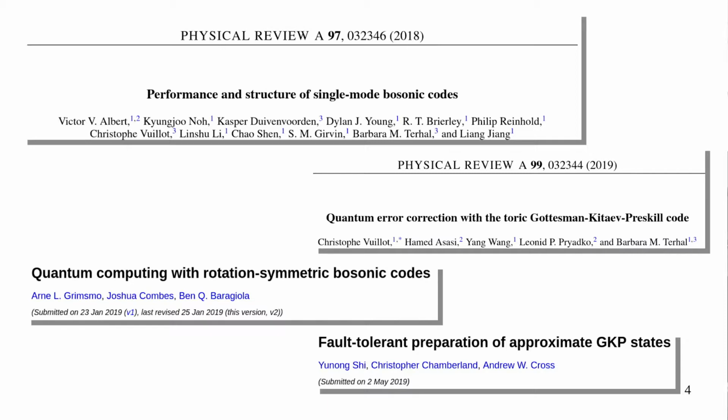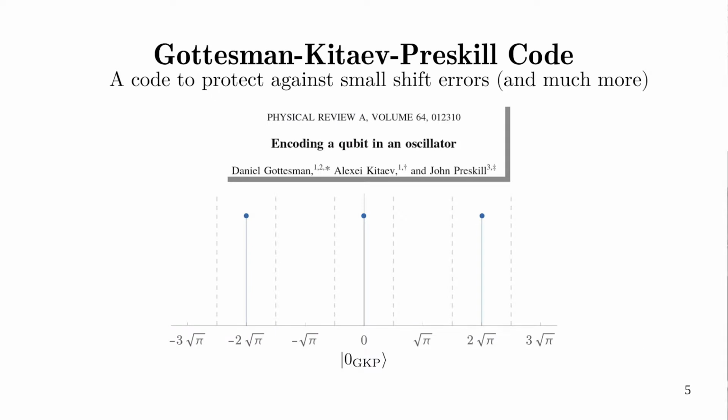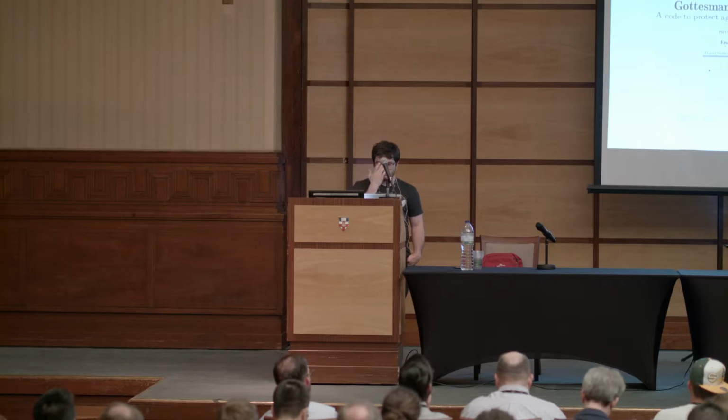We can, for example, categorize them with respect to their symmetry properties. We can define a notion of fault tolerance. We can concatenate them with qubit codes. What I'm going to be talking about is one very specific code, the Gottesman-Kitaev-Preskill code. That was a code initially introduced to protect against small shift errors, but it turns out that it doesn't just protect against that. So let me show you how it works.